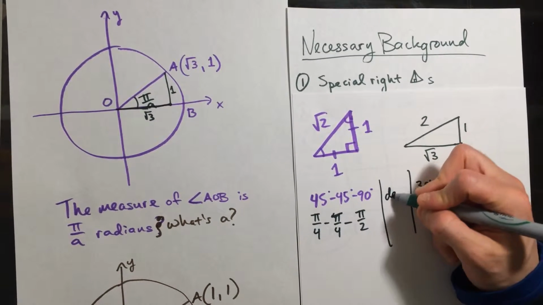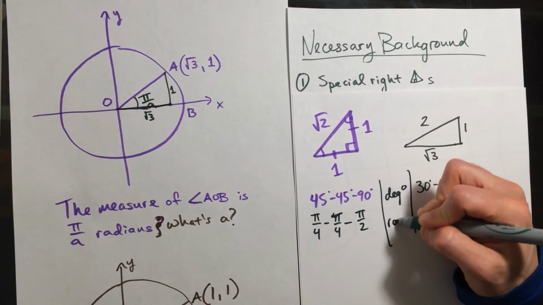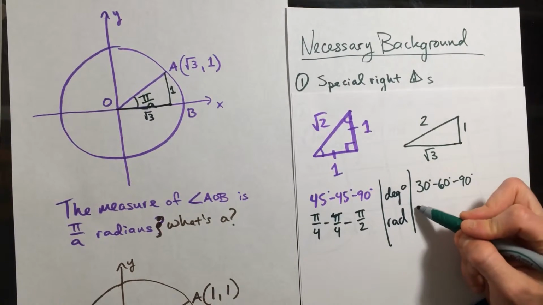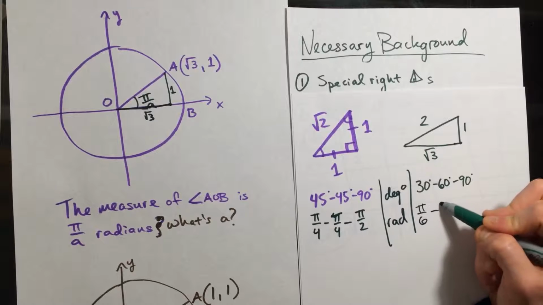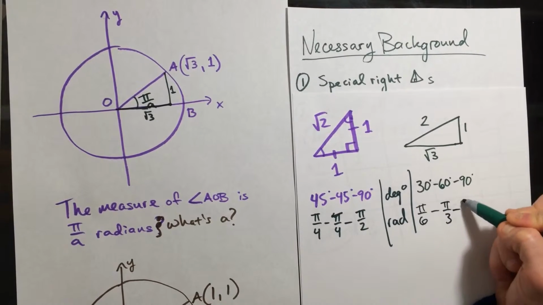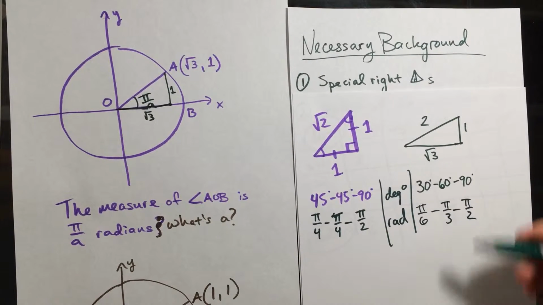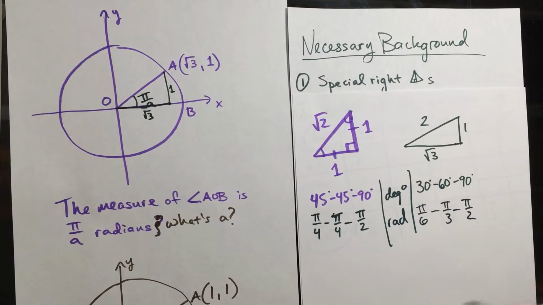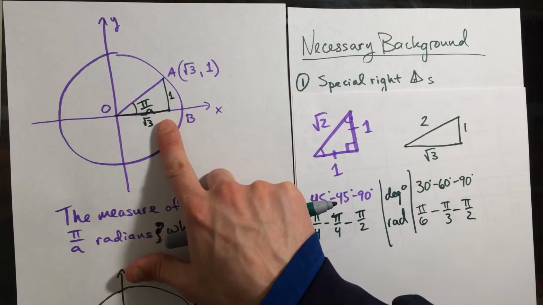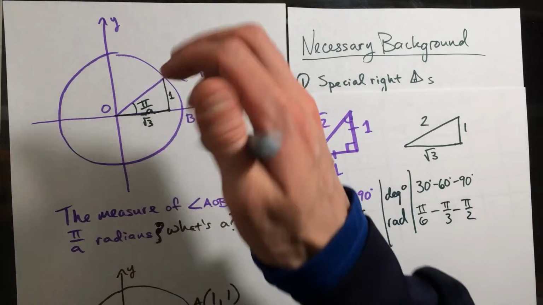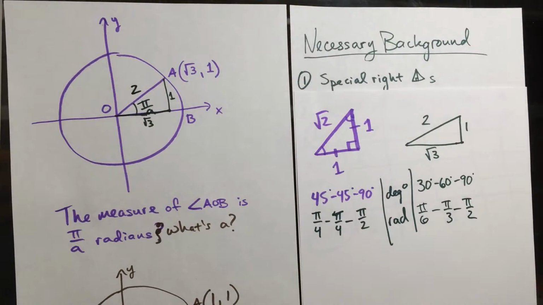I'll make a little chart. This is our degrees. This is our radians here. Well, this is pi over 6, pi over 3, pi over 2 triangle. So we know that here. And look, it is indeed a special right triangle. This ratio, if you found a hypotenuse, that'd be 2.